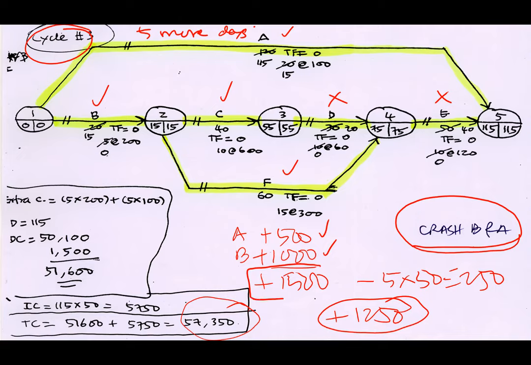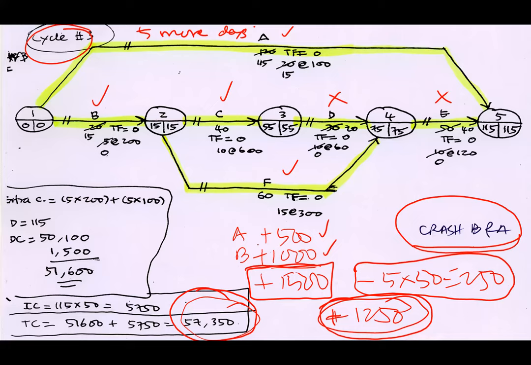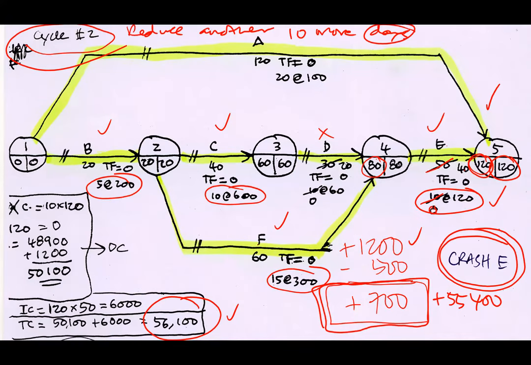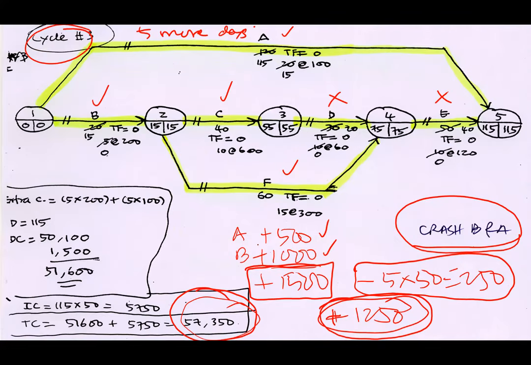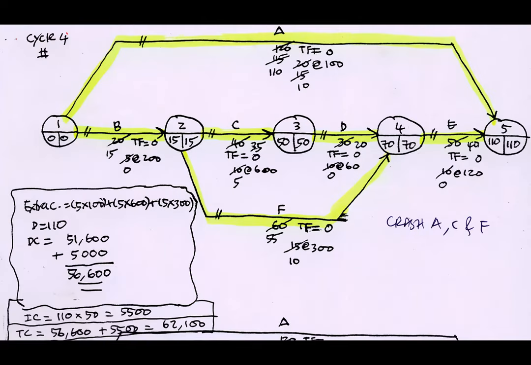So the increase of cost is 1500. But then the reduction in terms of indirect cost is here, 250. I consider it negative. Then the net would be 1250, and if you add up to the previous cost here, the previous cost 56,100, you should get this one. Okay, that is the example. Okay, 115. Can we further reduce? Okay, the project duration. We go into cycle number four.